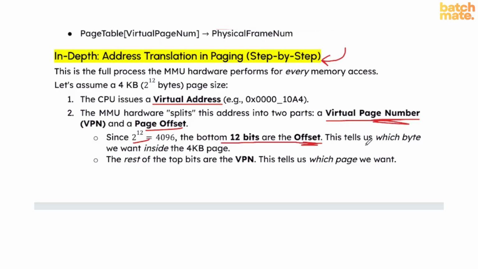Here, you should know that the offset never changes. If you want line 10 on the virtual page, you want line 10 on the physical page. The MMU just copies this part directly. And the virtual page number, or VPN, the rest of the top bits are the VPN. This is the ID card. It tells us which specific page of the program we are looking for.